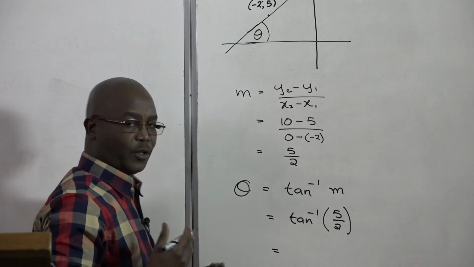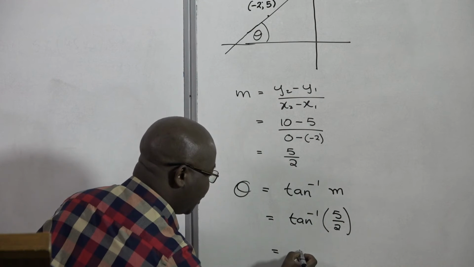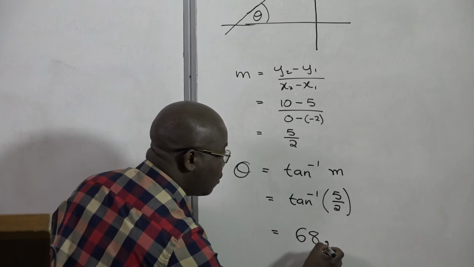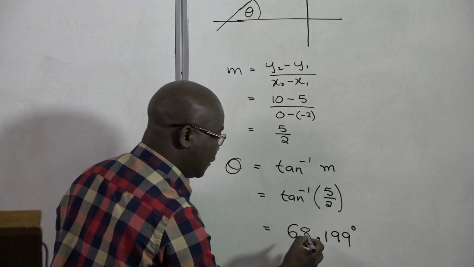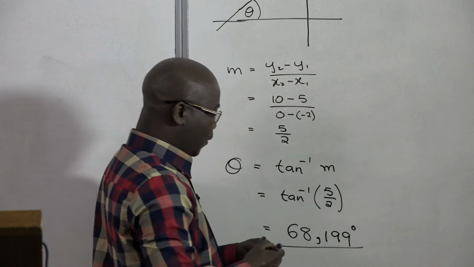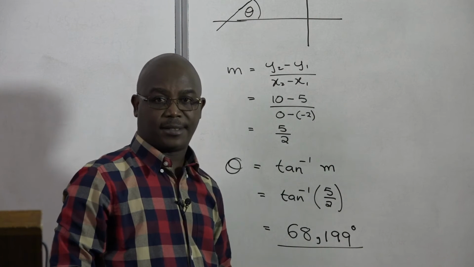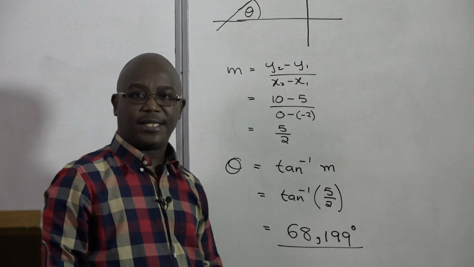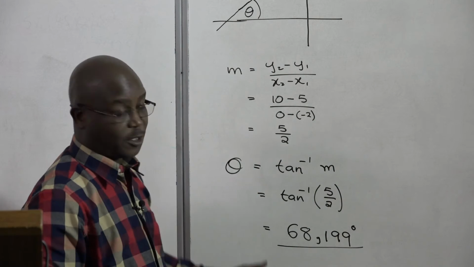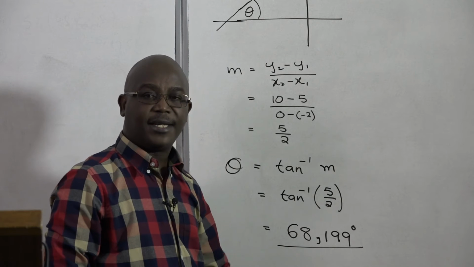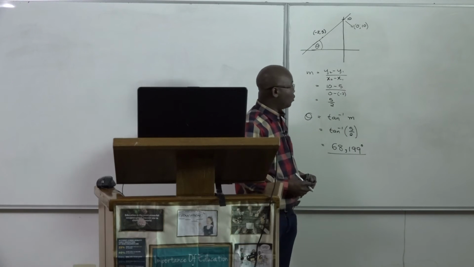This, obviously, you will have to punch into your calculator, and then if you do that, you will get your angle as 68.199 degrees. Our examiner normally would expect us to leave our answer to 3 decimal places. And therefore, even if they don't indicate that, you can always leave it in 3 decimal places unless the question specifically asks you to leave your answer in a certain number of decimal places. So that will be how you go about it.